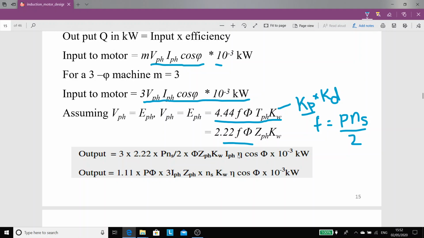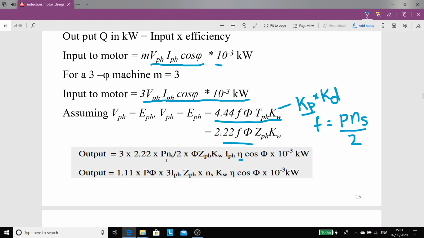Then see here, instead of input, if I take the output, because we have to derive the output equation, it is the relation between input and output. Output equal to input multiplied by efficiency. So in this equation I use this efficiency term additionally. Then it is power factor cos phi and 10 raised to minus 3, just to convert watt into kilowatt.